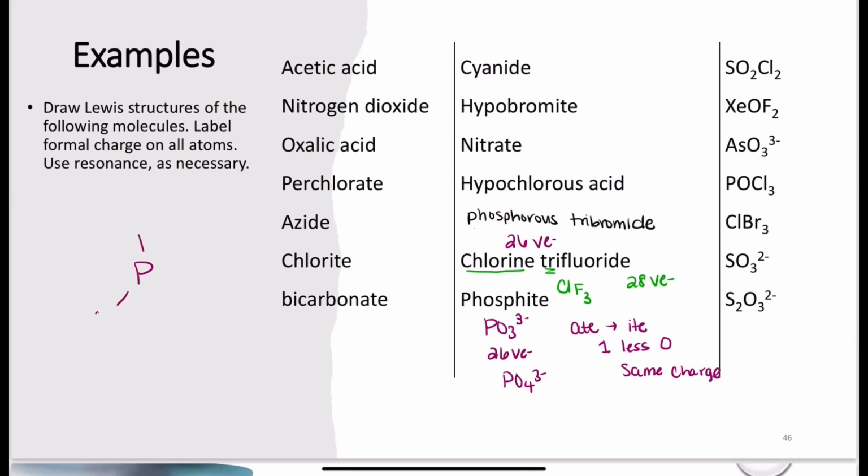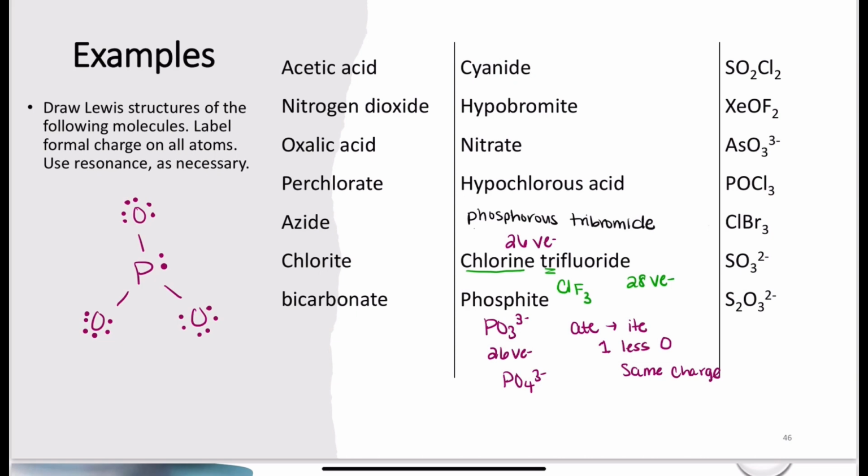Connect my oxygens. Give my outer atoms their octet. If I count up all my electrons so far, I've used up 24 electrons. I have 1 pair remaining. I'm putting them on my central atom. Now everything has an octet, my central atom included.